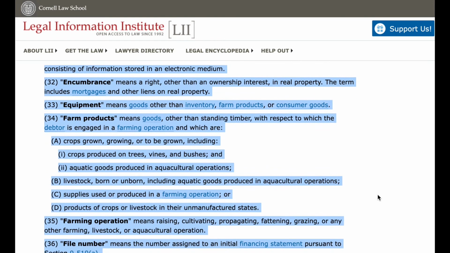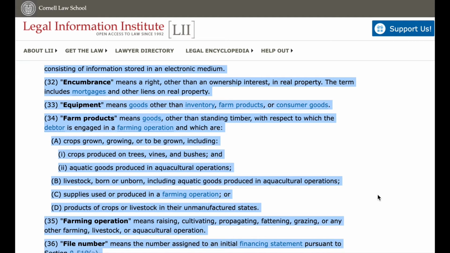Encumbrance means a right, other than an ownership interest, in real property. The term includes mortgages and other liens on real property. 33. Equipment means goods other than inventory, farm products, or consumer goods.